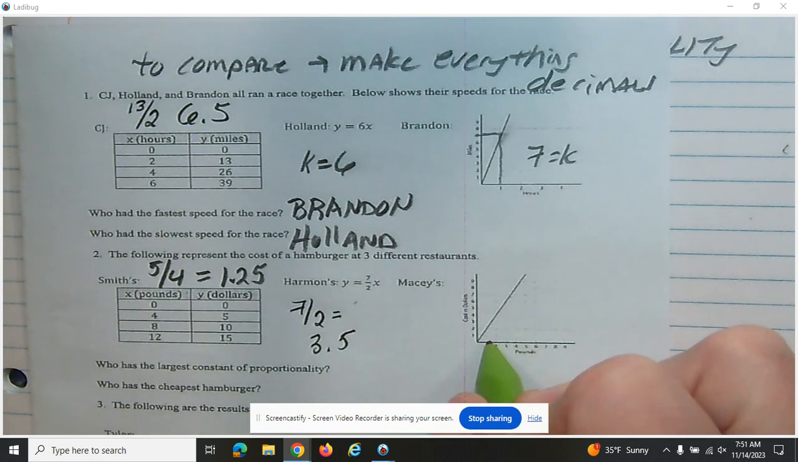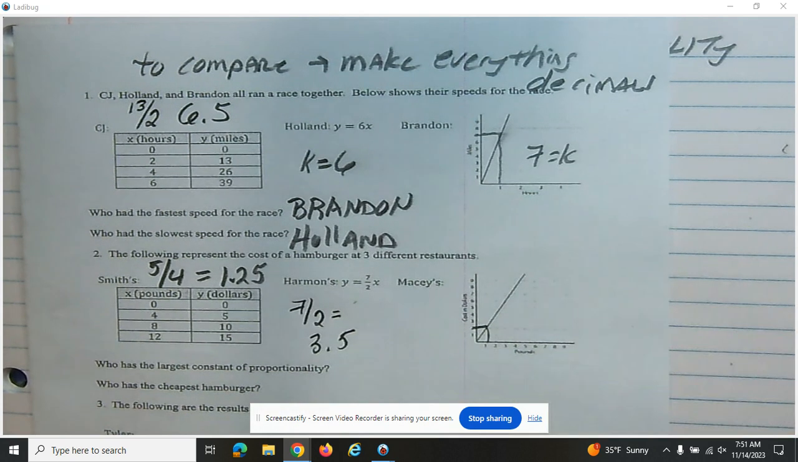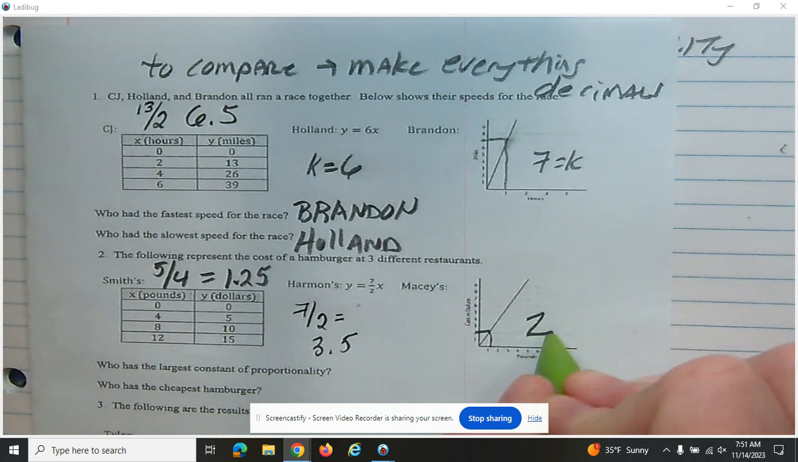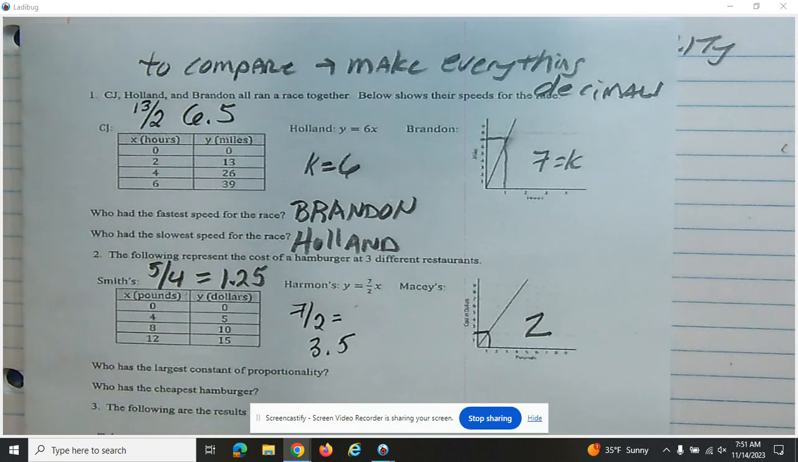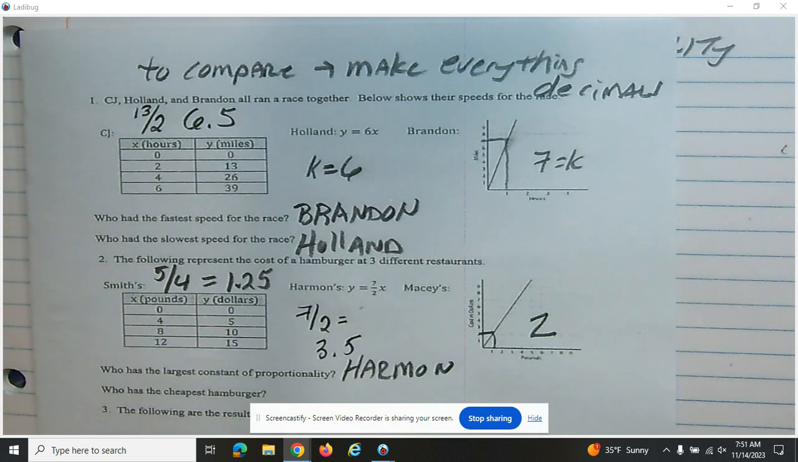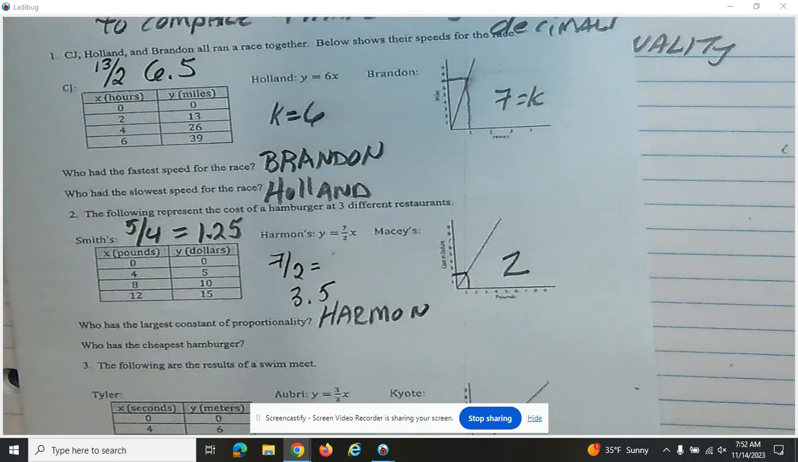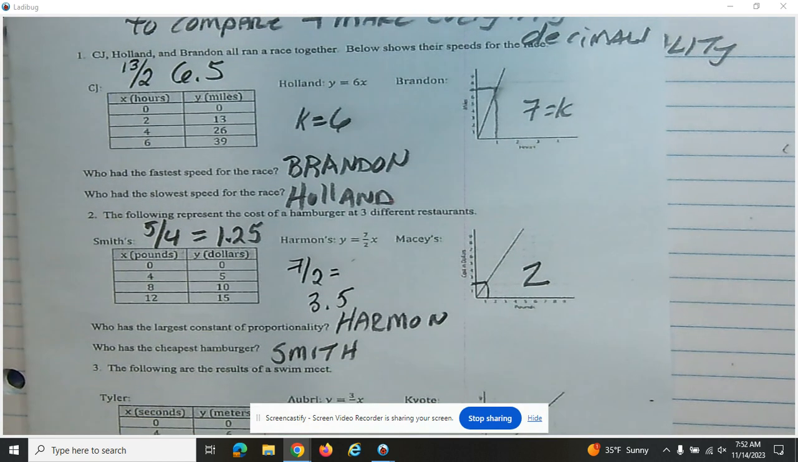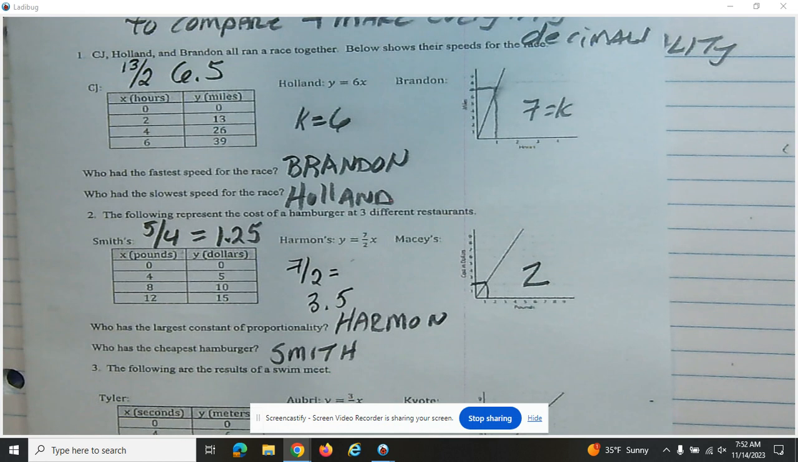What about this one? I'm going to go up and over. What is that one going to be? 2. So which one has the largest constant proportionality? Who has the cheapest hamburger? Smith's. Do you see how it doesn't always have to be written out in words like what we did yesterday? You can use graphs and tables to compare things.